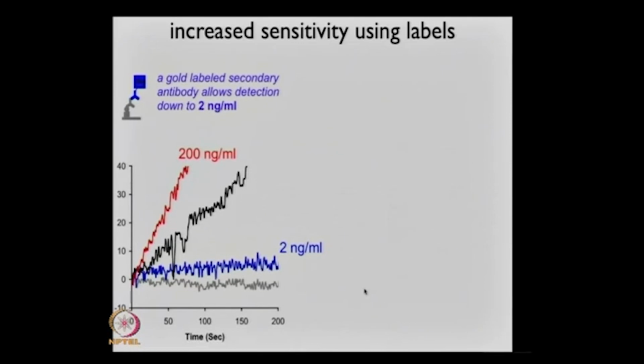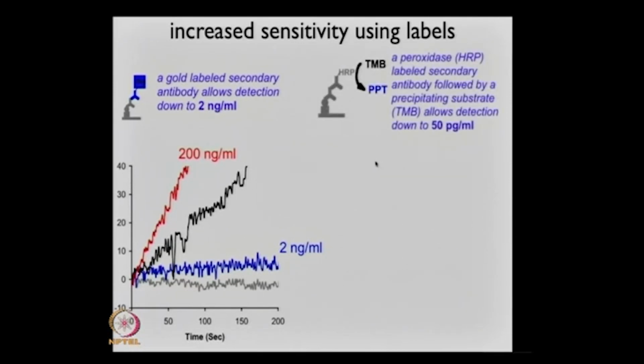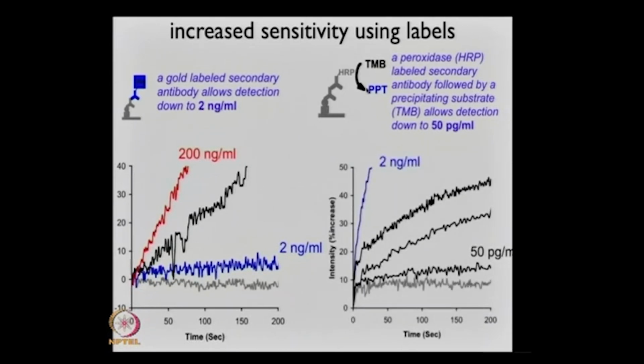Sure. And we can do a different type of labeling, which is a precipitation assay. So here's our initial antigen, and then you put in the antibody, the digoxin, and then you put in the secondary, which has horseradish peroxidase in it. The horseradish peroxidase then acts on a substrate, TMB, to form a precipitate. If you do that, we can actually go down to 50 picograms per mil. So you achieve much higher sensitivity. From 2 nanograms per mil, which is huge, we go down to 50 picograms per mil.